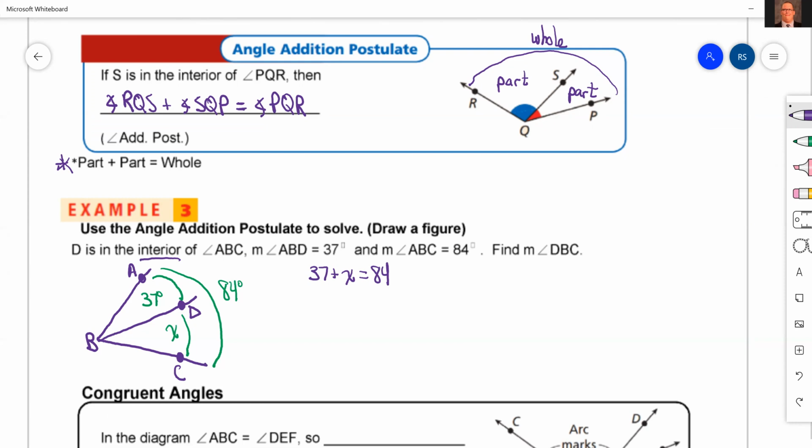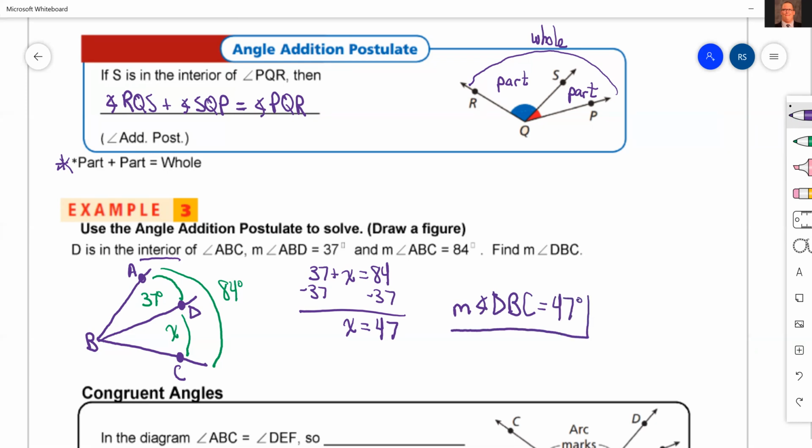Now we got to solve for X. Subtract 37. We get X equals, let's see, what is that? It's going to be 47. So that means the measure of angle DBC is 47 degrees. There we go.